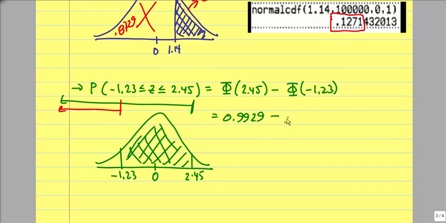So subtract 0.1093. And then we go ahead and subtract the two. So again, I have that 0.9929 minus 0.1093, and I get 0.8836. So that is the total area right here. This is the area that's shaded.